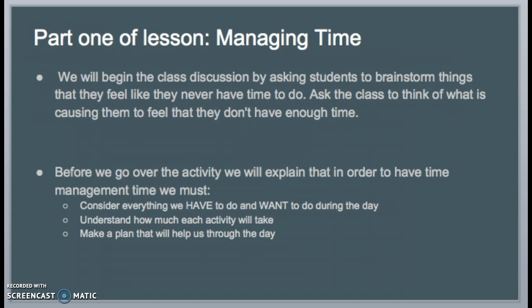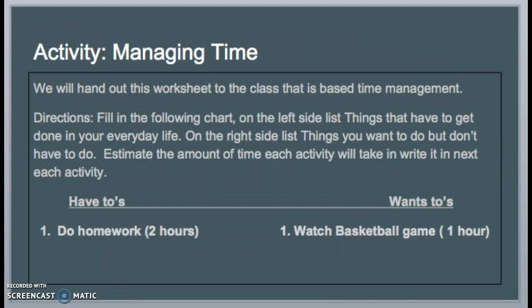Before we go over the activity, we will explain that in order to have time management, we must consider everything we have to do and want to do during the day, consider how much each activity will take, and make a plan that will help us through the day.